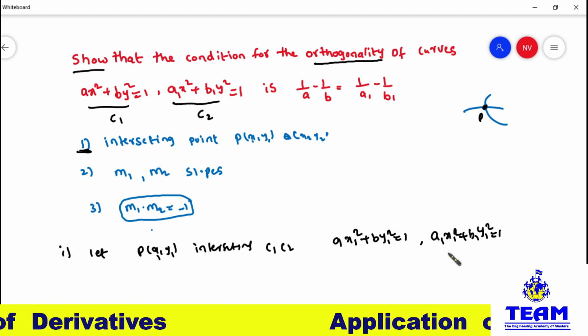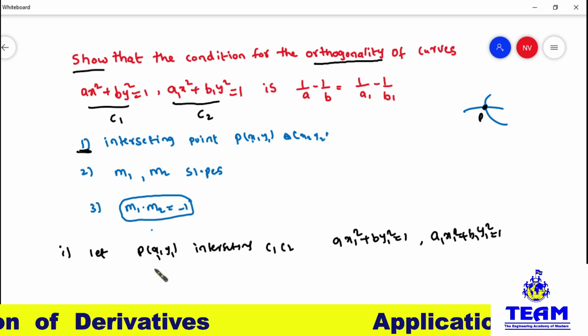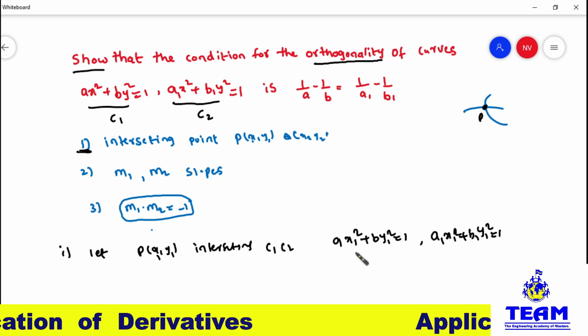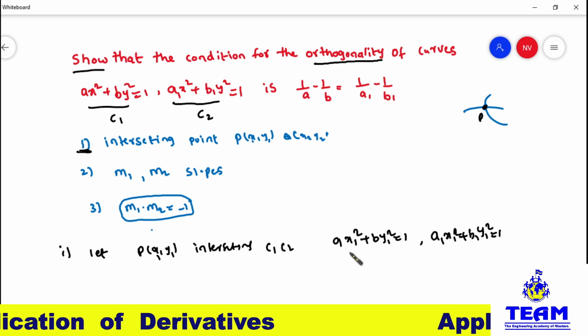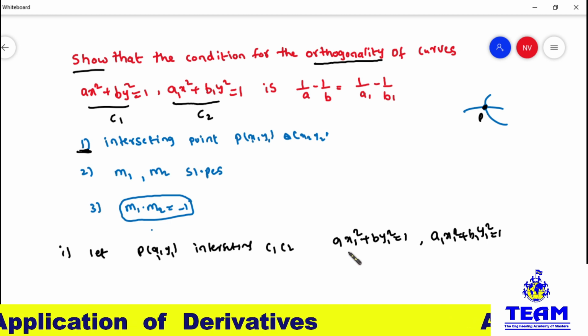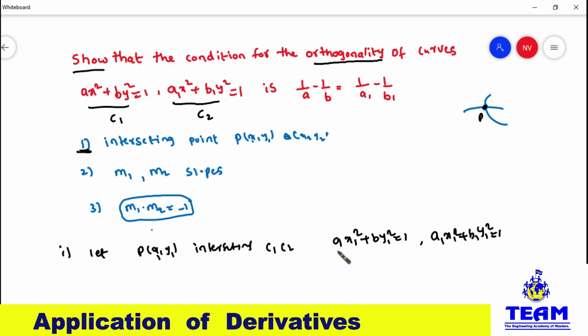Now we have to solve these two. If you solve these two, then you will get a relation between x1 and y1 only. Friends, these a and b are not fixed constants, they are arbitrary constants. Due to that reason, we will get a relation. Now we have to find that relation by solving for x1 and y1.